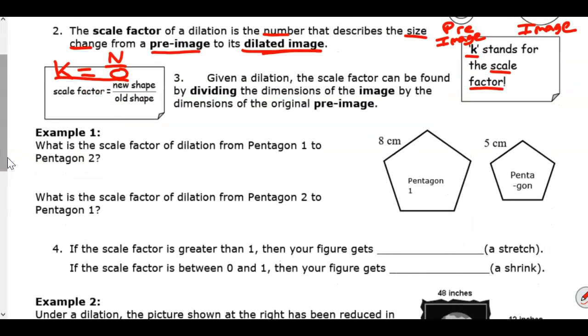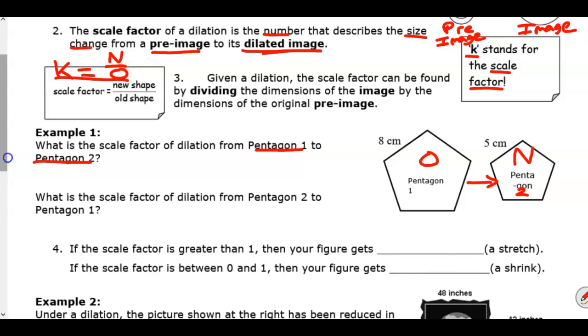It says, what is the scale factor of dilation from pentagon 1 to pentagon 2? Now, think about this. If I'm going from 1 to 2, which one's the original that I started at? 1, right? That's my old one. And I'm going to pentagon 2, put a little 2 there. Okay? If I'm going to pentagon 2, this is my new one. Put a little N there. Okay?